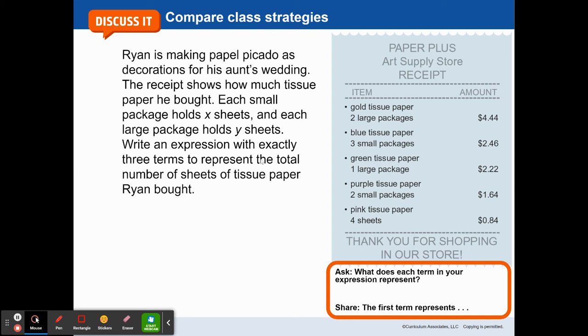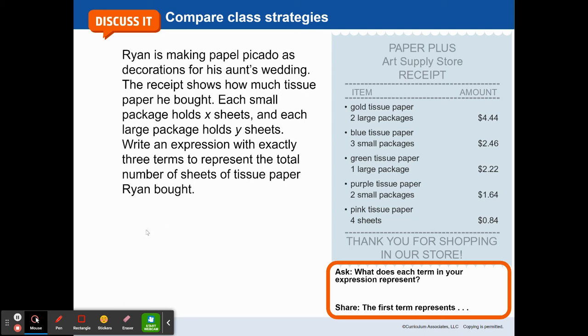It says Ryan is making papel picado as decorations for his aunt's wedding. The receipt, it's over here, shows how much tissue paper he bought. Each small package holds X sheets, and each large package holds Y sheets. Write an expression with exactly 3 terms to represent the total number of sheets of tissue paper Ryan bought.